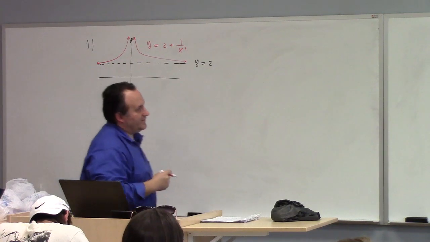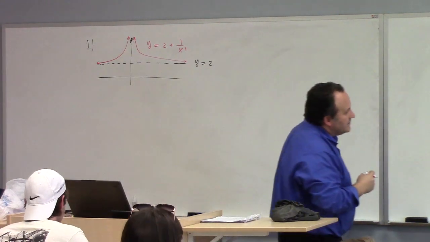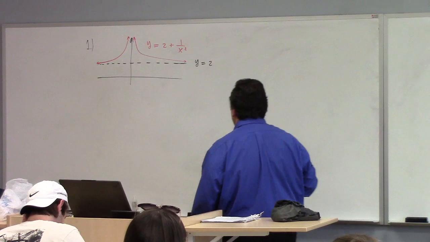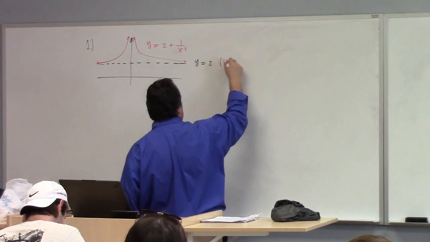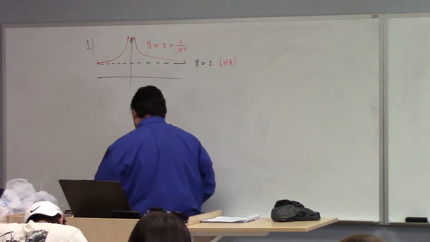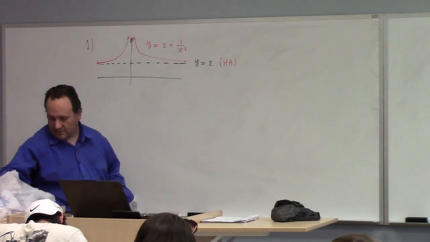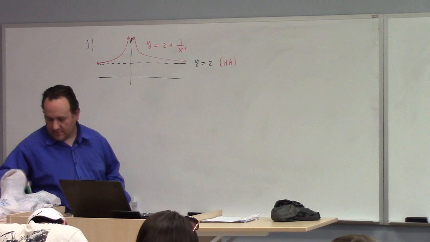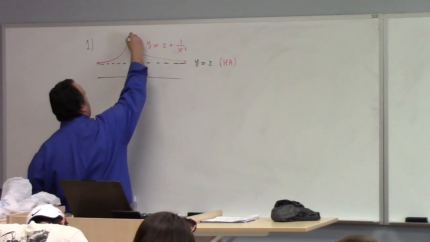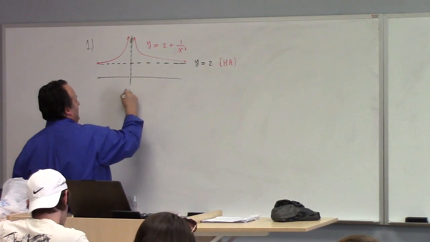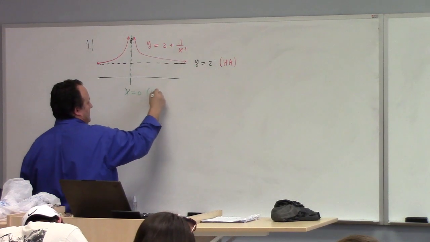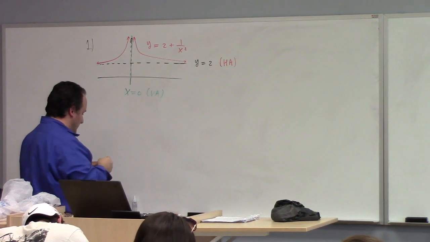And let's see here, have I answered the question? Graph, label any horizontal or vertical asymptotes. Okay, so y equals 2 is a horizontal asymptote. What's the vertical asymptote here? 0, right? 0 is the vertical asymptote in this one. So x equals 0, vertical asymptote. All right, so that's number one.